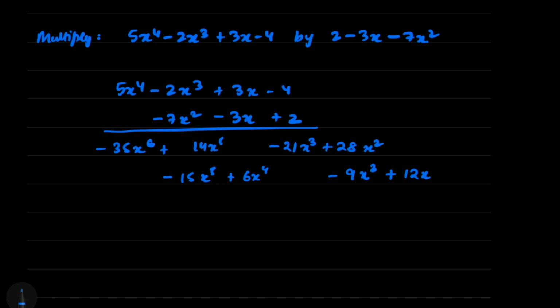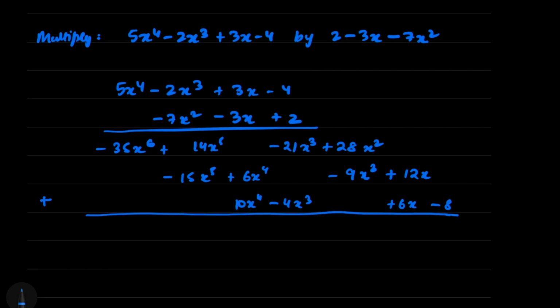So now we'll multiply plus 2 with all these values. Plus 2 into minus 4 comes out to be minus 8. Plus 2 into plus 3x comes out to be plus 6x. Plus 2 into minus 2x cubed comes out to be minus 4x cubed. And then plus 2 into plus 5x to the power 4 comes out to be plus 10x to the power 4.